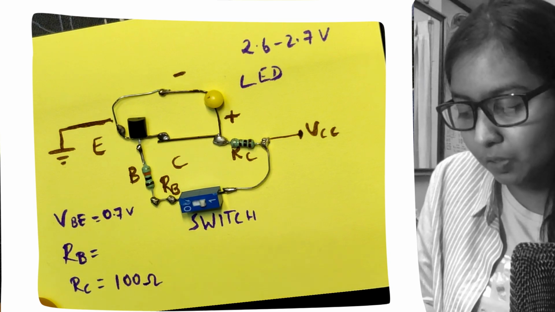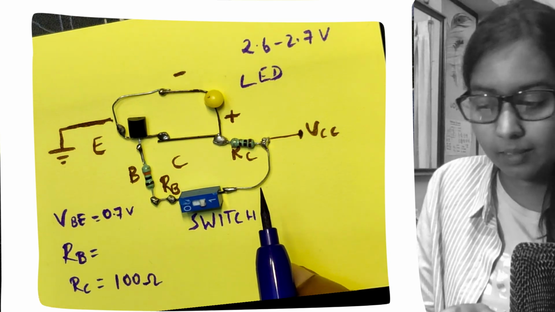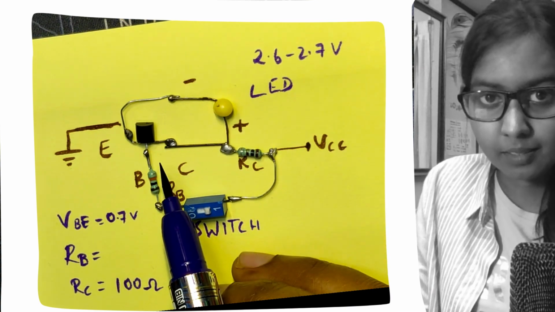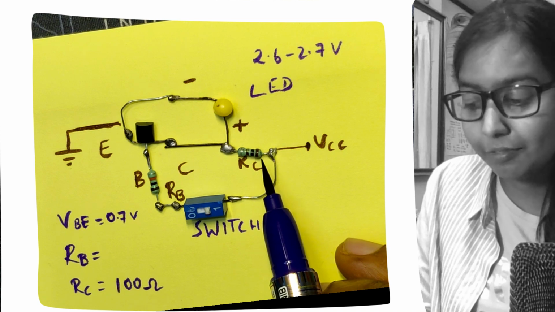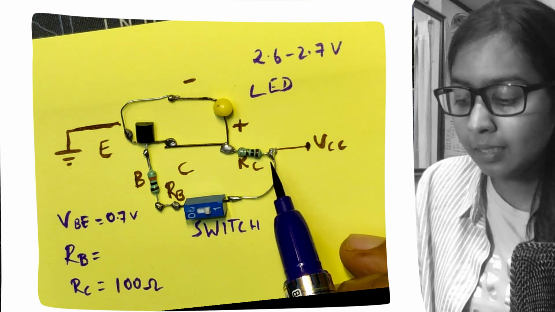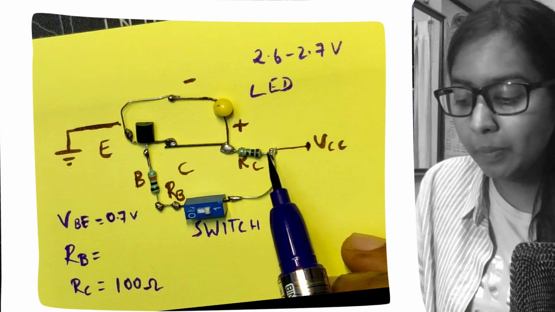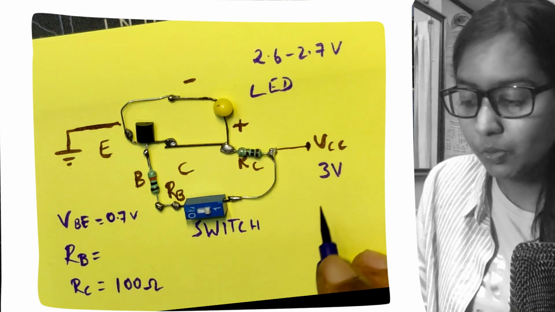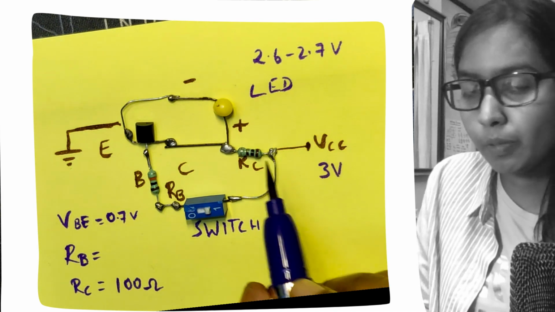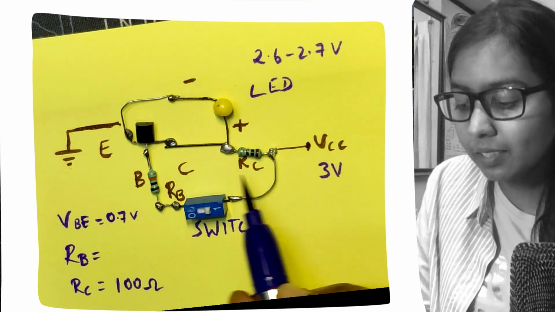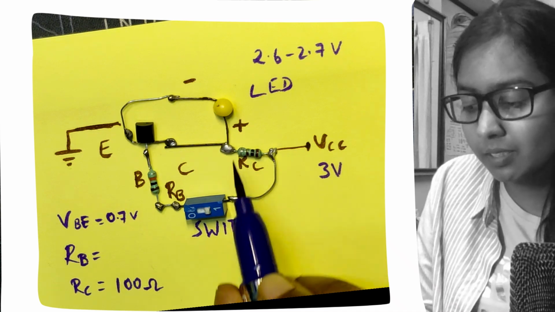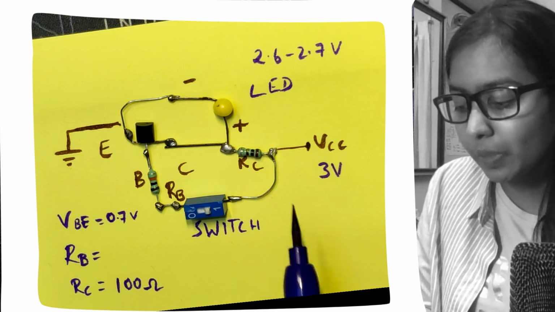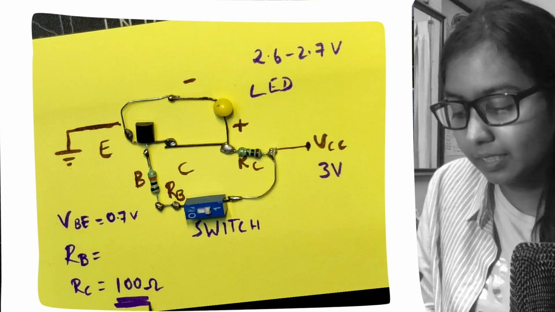The reason I keep this at only 100 ohms is, I can keep RC higher, it's not going to affect the transistor, but keeping RC higher will affect the brightness of the LED, because it's going to take a lot of voltage drop. I'm going to give only 3 volts as the VCC. So I give 3 volts and my LED has a 2.6 to 2.7 volt voltage drop. So if there is a minimal voltage drop across this RC resistor, then the brightness of the LED will be good. So that's why I kept a resistance in this range.